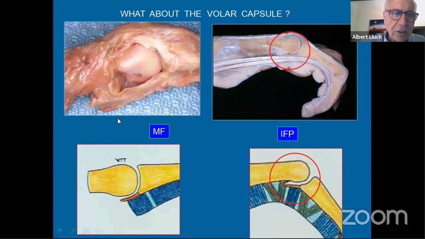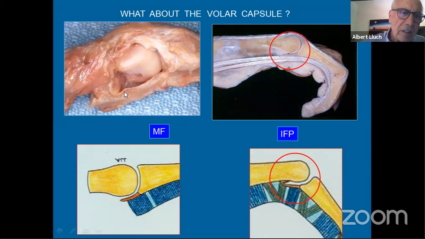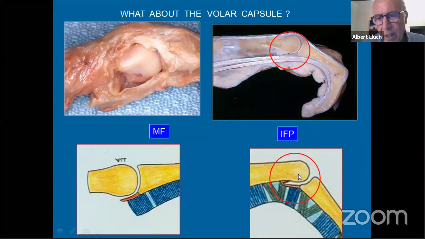flexor tendon sheath starts right here, inserts in the volar plate. And the volar plate is not inserted into the metacarpal as compared to the PIP joint. In the PIP joint, the volar plate is inserted into the proximal phalanx. And that's why we cannot do a hyperextension of the PIP joint, but we can hyperextend the MP joints because the volar plate is not attached proximally.